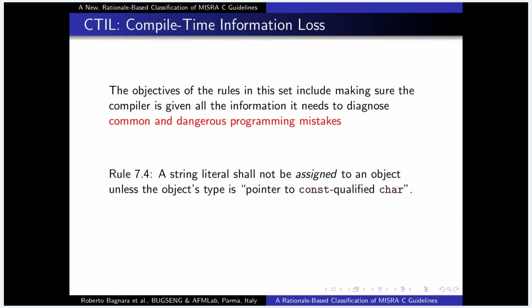Here is an example. Rule 7.4: a string literal shall not be assigned to an object unless the object type is pointer to const-qualified char. What's the point here? For historical reasons, the type of a string literal is char pointer. It's not const char pointer. At the same time, if you try to write to a string literal, it's undefined behavior. So by complying with this rule, you will only assign string literals to const char pointers, and so the compiler will give you a compilation error whenever you try, maybe by mistake, to write to this string literal via the pointer.